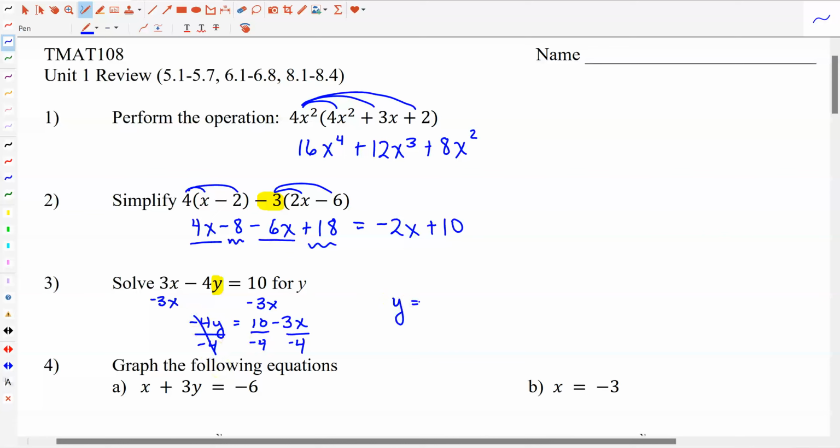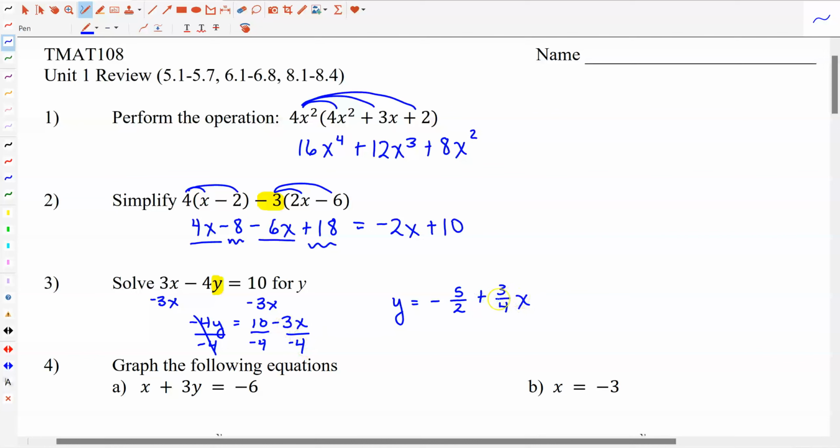And then on the other side of the equal sign, 10 divided by negative 4. So positive divided by negative is negative, and then 10 divided by 4 doesn't divide nicely, but I will record it as a fraction in simplified form. 2 goes into both of those numbers, so that simplifies to 5/2. On the next piece, a negative divided by a negative is a positive, so I'll record a plus sign. And then 3 divided by 4 does not divide nicely, so I'll just leave it as 3/4 and then x.